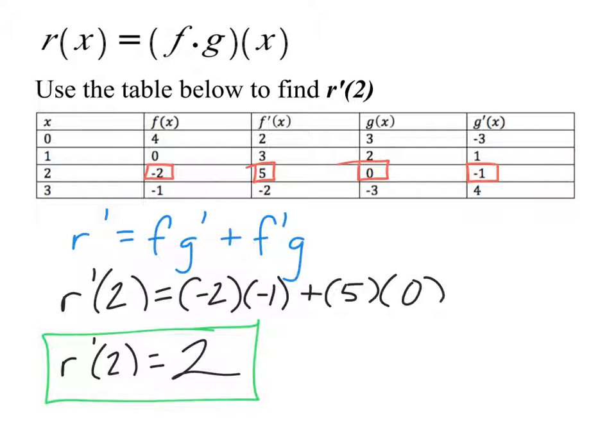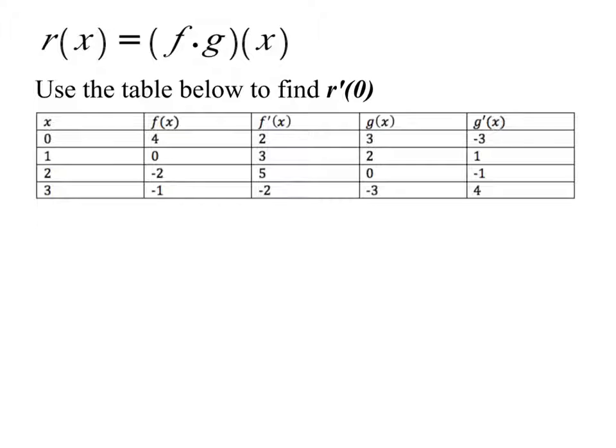It's just a nice way to practice product rule, see how it can be used in other contexts, and sometimes we do have just the raw data like this, and we have to be able to utilize it. We can do the same thing with the quotient rule and all the other rules we end up seeing. Now, this is the same table, so you don't need to recopy the table, but go ahead and practice what we just did. Please find r prime of 0.